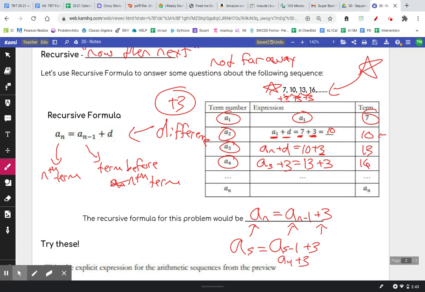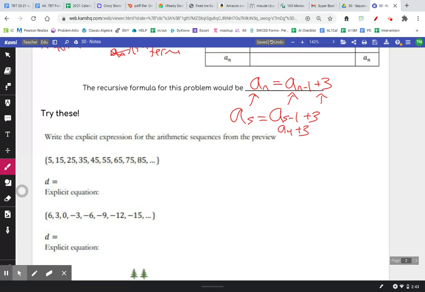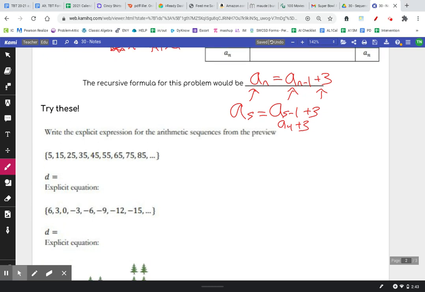Okay, let's use this a couple times, right? Sometimes repetition really helps. Write the explicit expression for the arithmetic sequence from this preview. Okay, so here we're looking at 5, 15, 25, 35, 45, 55. I should be able to tell right off the bat, this is growing. It's growing by 10. Does it do it constantly? Yes, so we do have an arithmetic sequence. What's the difference? Our difference is 10, a positive 10. That's key.